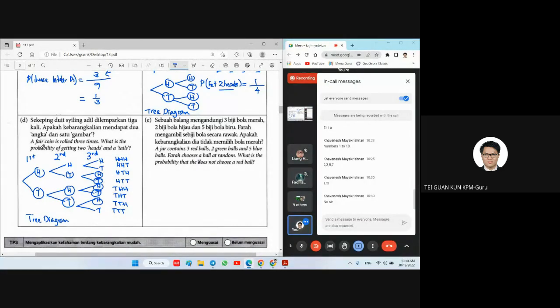Ini untuk outcomes. All the possible outcomes. Tapi dia nak apa? Dia nak probability getting two heads and a tail. So awak kena kira lah. Okay, berapa dia punya total outcomes? Semua sekali berapa outcomes? Bila kita lontar duit siling, total outcomes dia berapa?